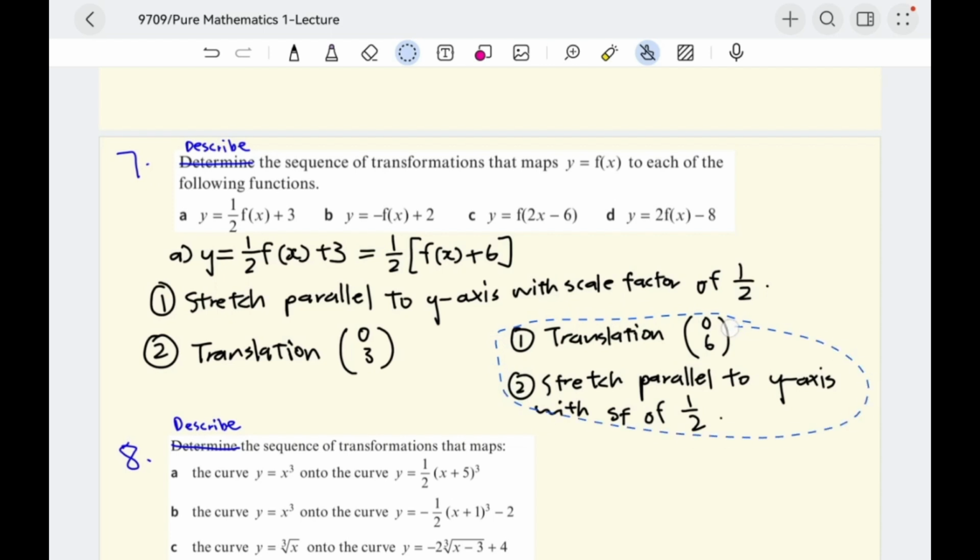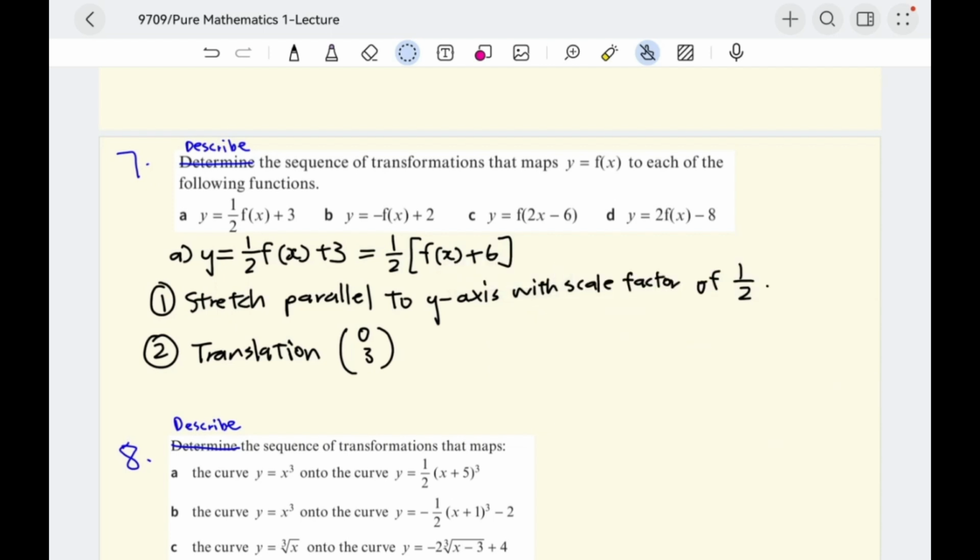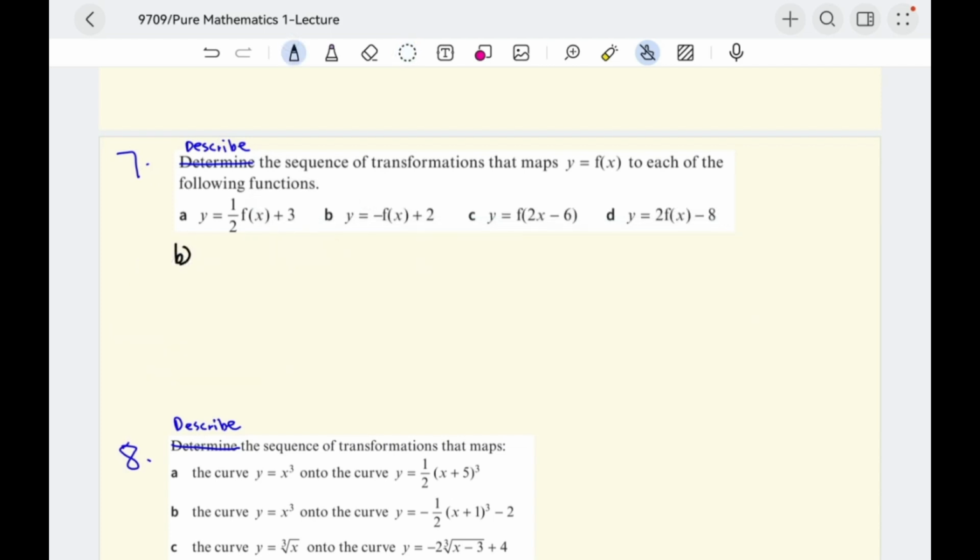So I have to erase away the answer for this part A for me to leave some space for the following parts, part B, C, D. Okay, so let me erase it away first. Part B, y equals to negative f(x) plus 2. So I will give you the example of the answers. If you have an alternative answer, you can leave your comment in the comment section below.